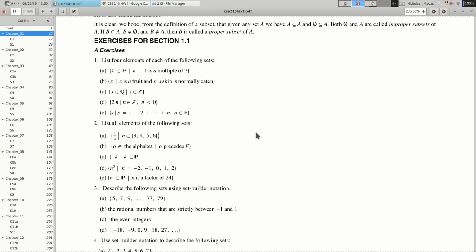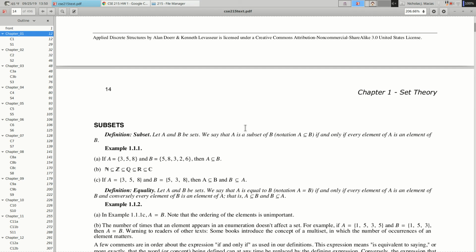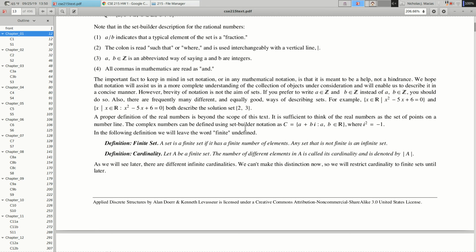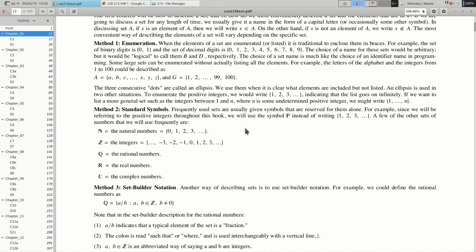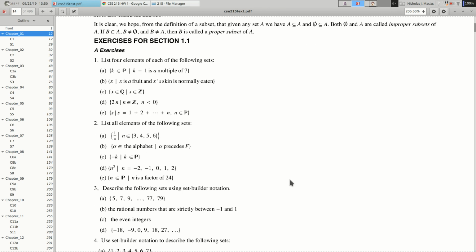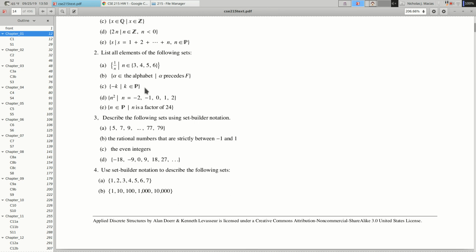The set of alpha contained in the alphabet, that's the English alphabet, I guess, such that A precedes F. There aren't a whole lot of tricks in here, so don't look for the trickier meaning. The set of all negative k such that k is contained in this letter P, which I like to believe they describe somewhere as being the set of positive numbers. Do they? Okay, we use a symbol P instead of writing 1, 2, 3, dot, dot, dot. All right, so the set of negative k such that k is contained in P.